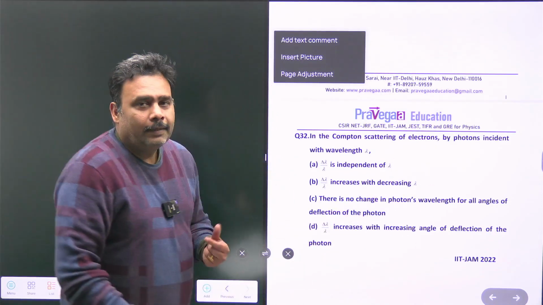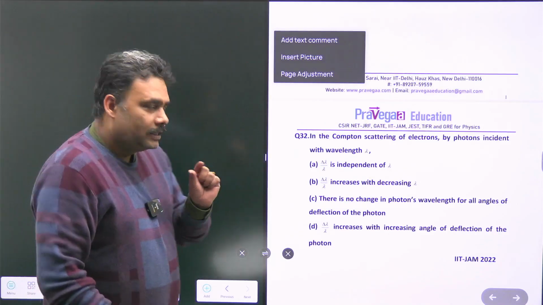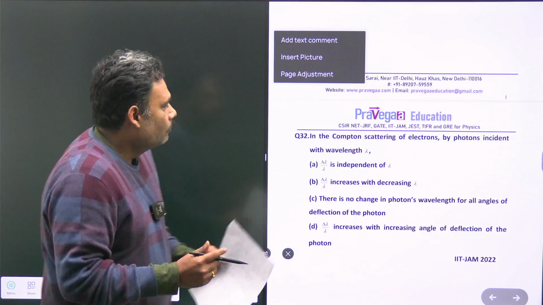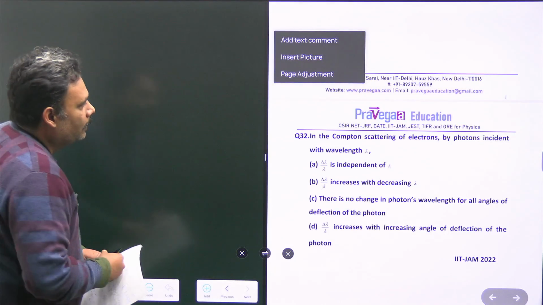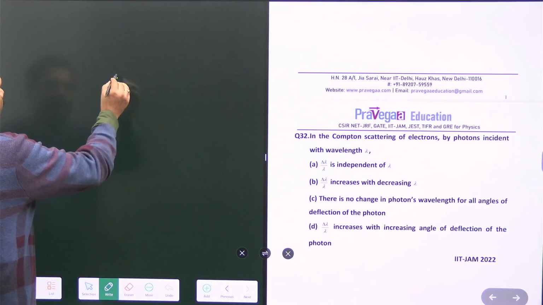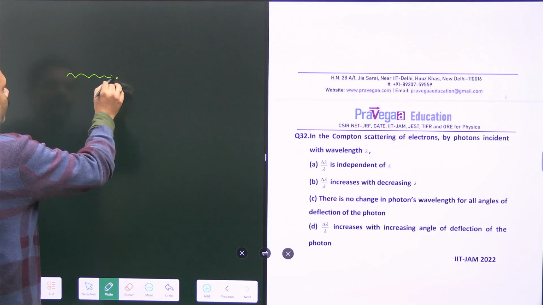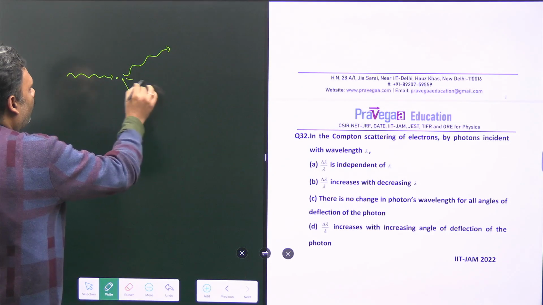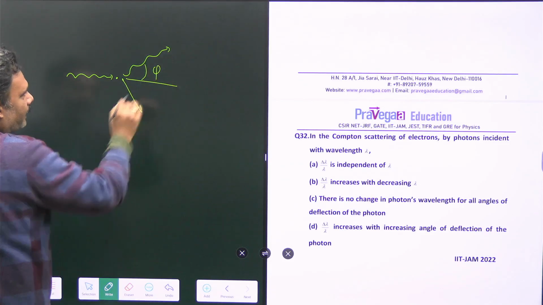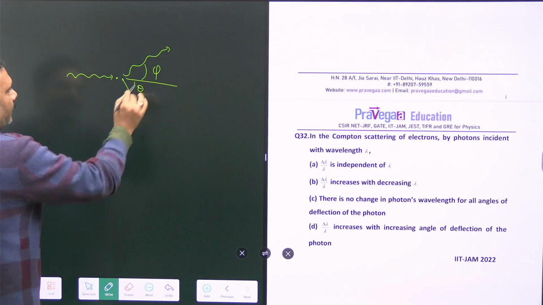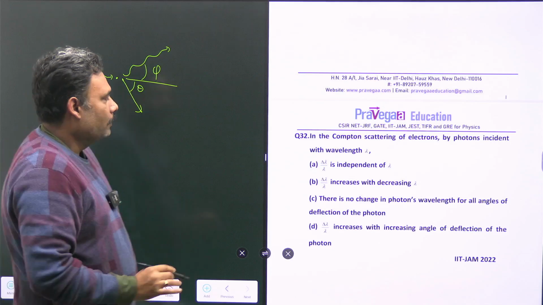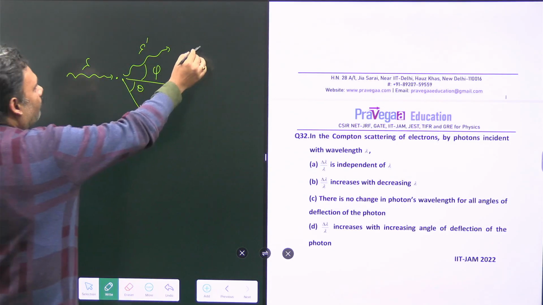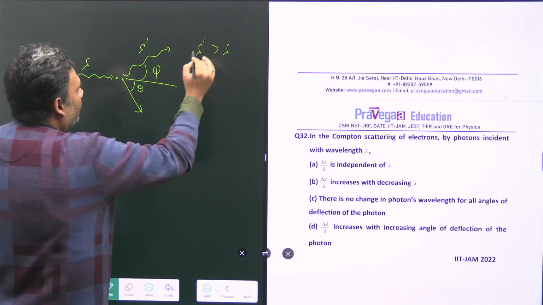So mainly we have to talk about the shift in wavelength, delta lambda. What are its properties? You remember the Compton effect. The photon comes in, the light goes out, and the electron recoils. This angle phi is the angle of deflection and theta is the angle of recoil of the electron. This is lambda and this will be lambda dash, and you can check lambda dash is greater than lambda.